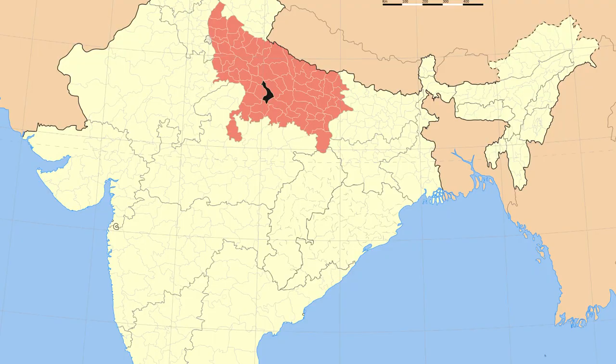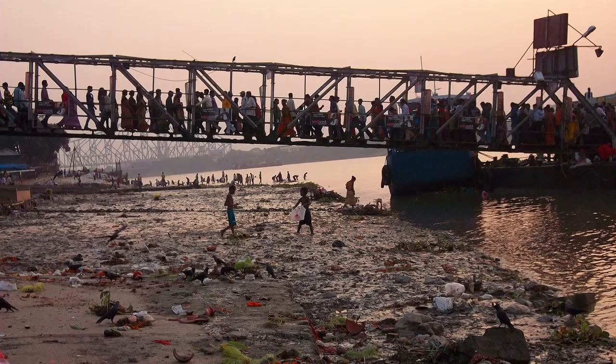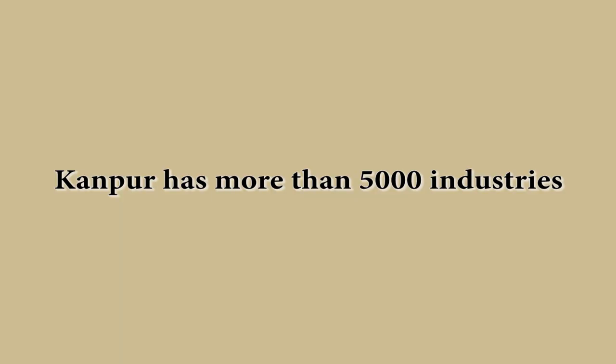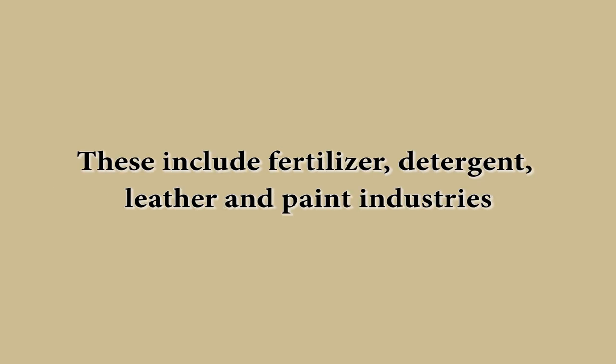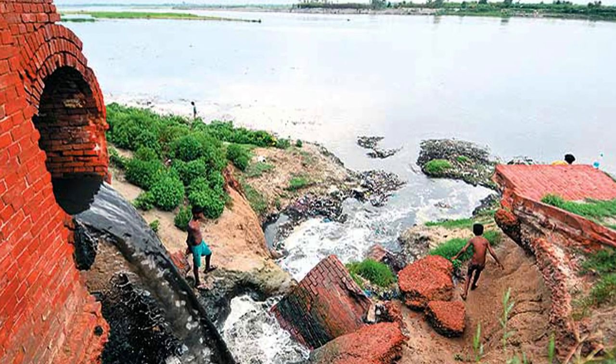Let us take a specific example to understand this situation. The Ganga at Kanpur in Uttar Pradesh has one of the most polluted stretches of the river. Kanpur is one of the most populated towns in Uttar Pradesh. People can be seen bathing, washing clothes, and defecating in the river. They also throw garbage, flowers, idols of gods and goddesses, and non-biodegradable polythene bags into the river. At Kanpur, the amount of water is comparatively small and the flow of the river is very slow. In addition, Kanpur has more than 5,000 industries. These include fertilizers, detergent, leather, and paint industries. These industrial units discharge toxic chemical wastes into the river.